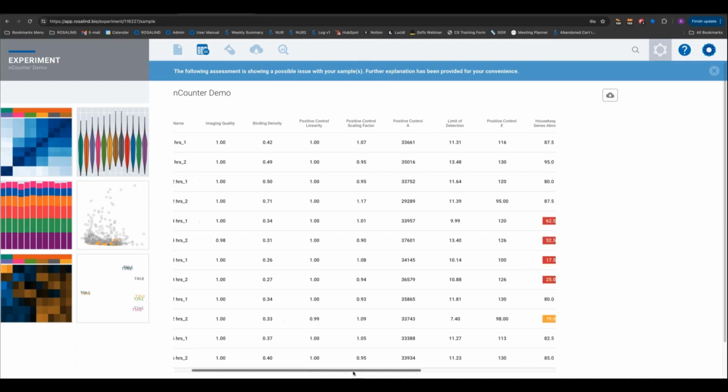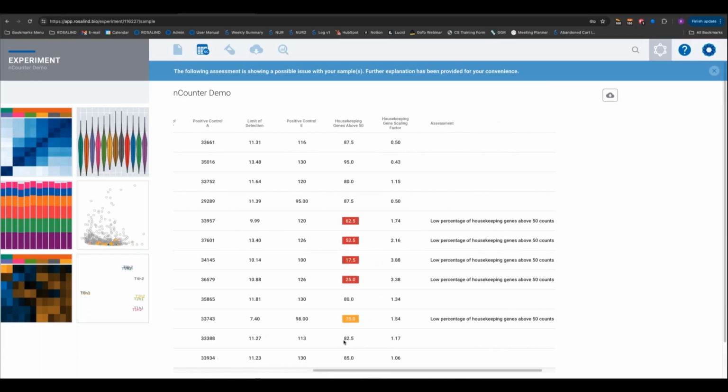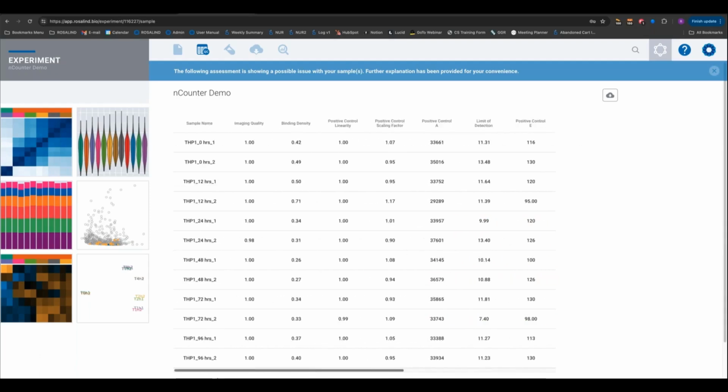So what those look like is different colors. This red box indicates this particular metric in a particular sample was flagged. Yellow indicates it's right on the threshold itself, so it's right on the border. But the way that I recommend working through this is, in the first column you have your sample names, then look at how well the imaging performed. So in this case, it was really high quality across the board, no issues with imaging.